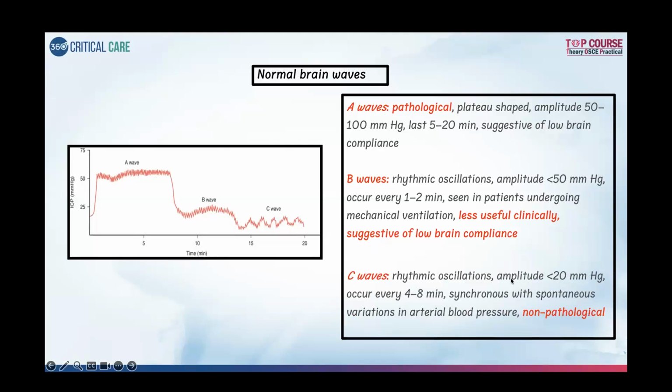And the C pattern, where you have rhythmic oscillation, amplitude is less than 20, and this happens every 4 to 8 minutes. This is non-pathological. This is the normal pattern that you see. If you see a pattern, then it is pathological. C is normal. B, we don't know the significance of it.